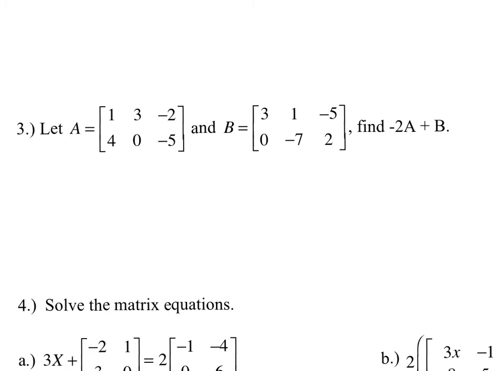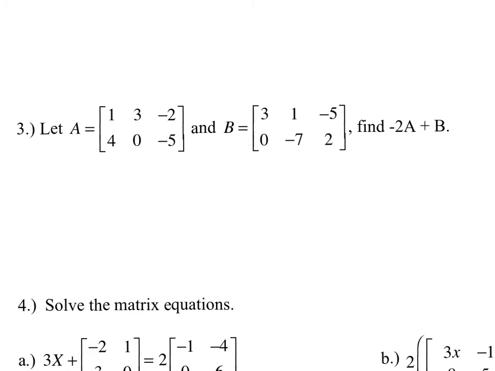In problem number 3, it gives us two matrices, a 2 by 3 and a 2 by 3, A and B. Matrices, just a side note, are represented by capital letters, so we'll never use a little a to represent a matrix. Here it tells us to take matrix A and multiply it by negative 2, and then add matrix B to it.